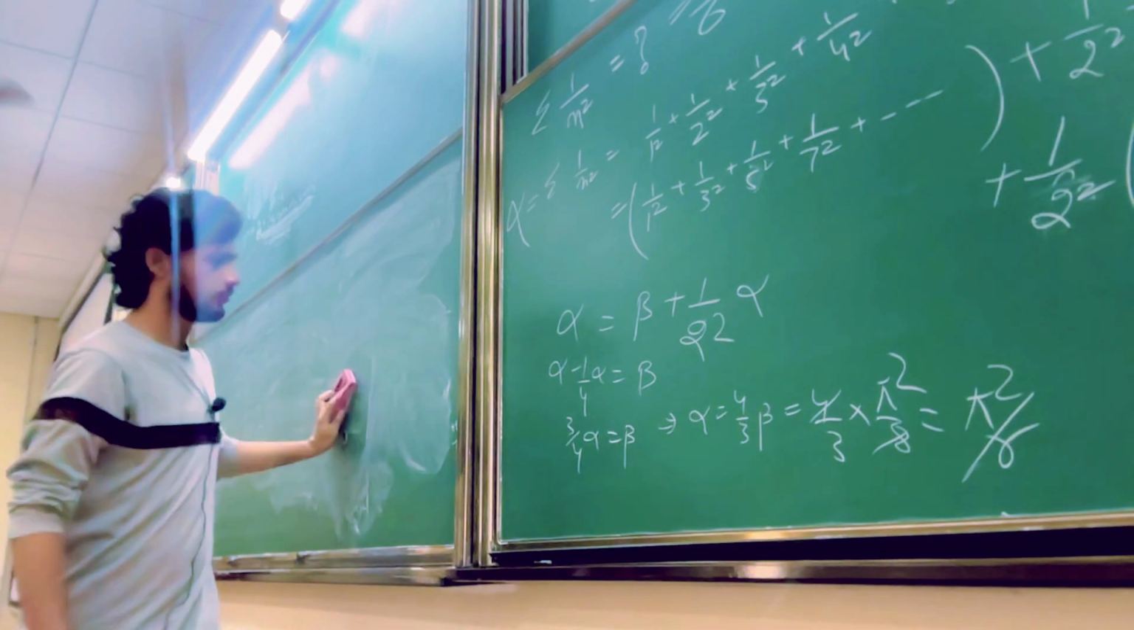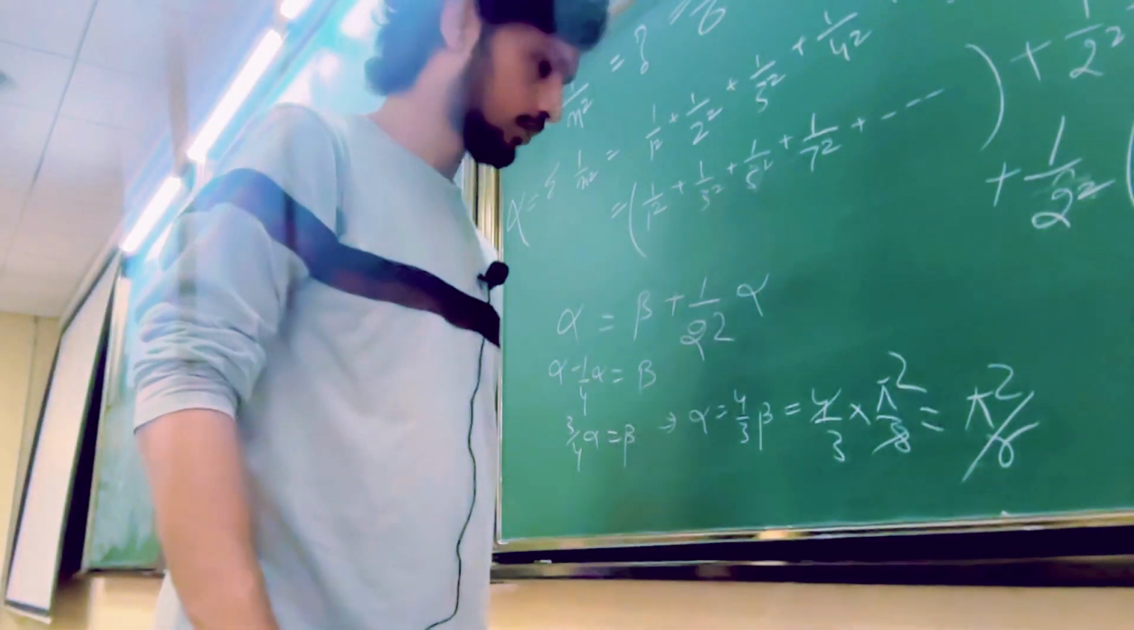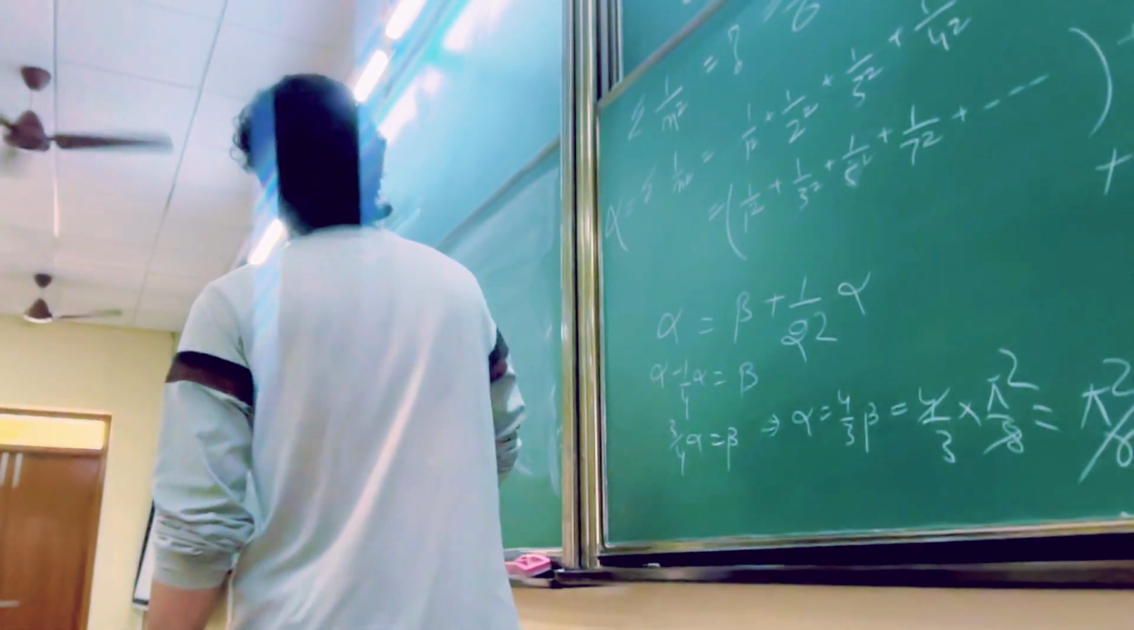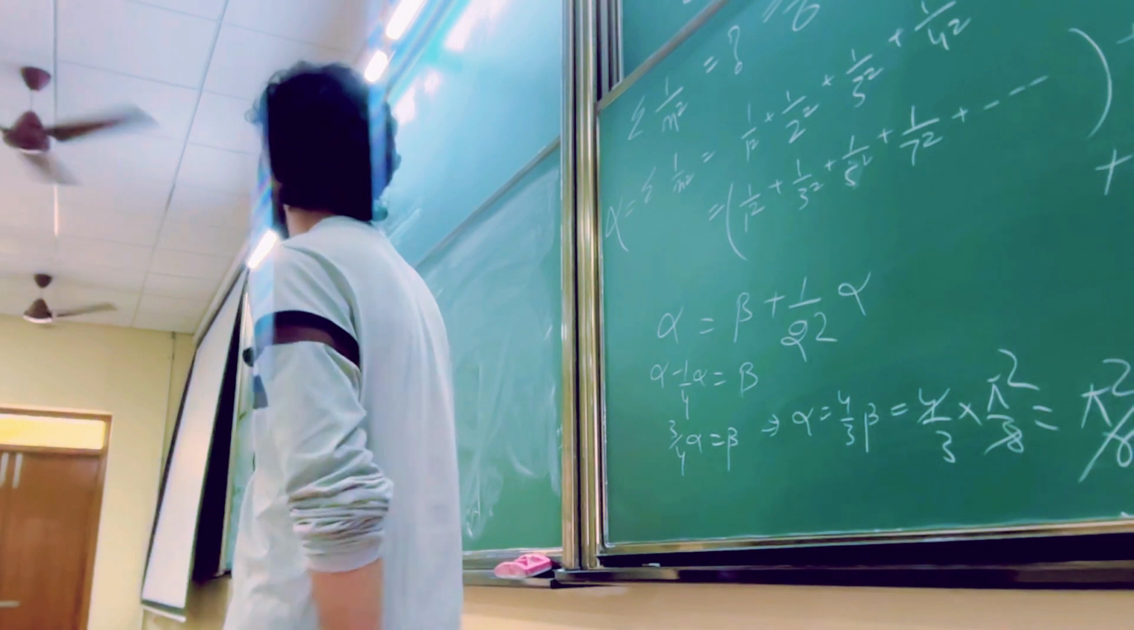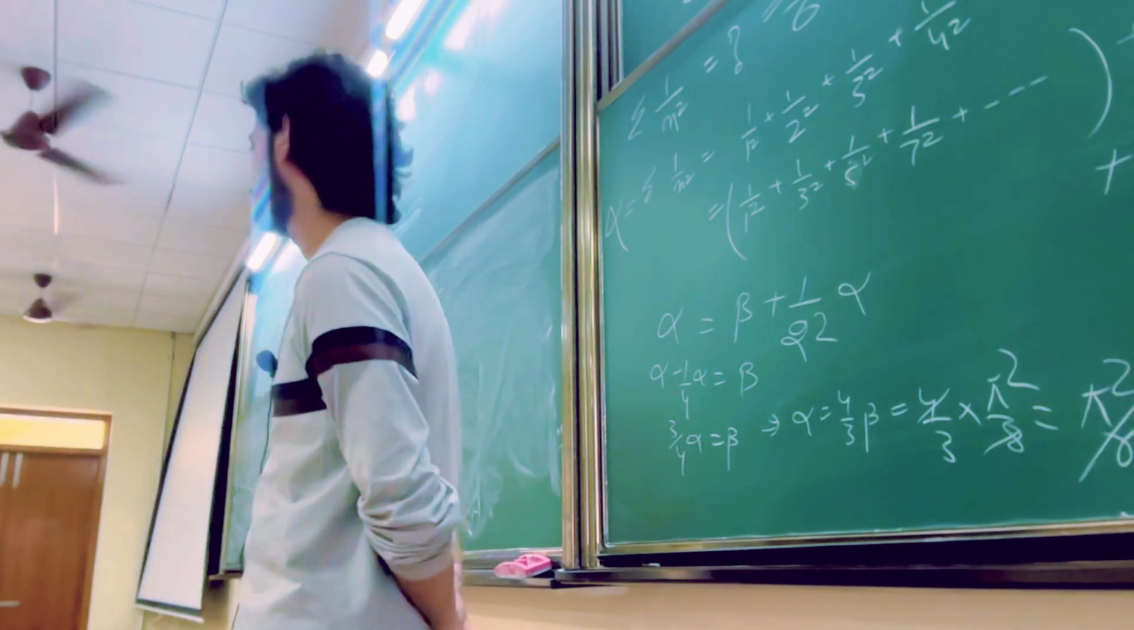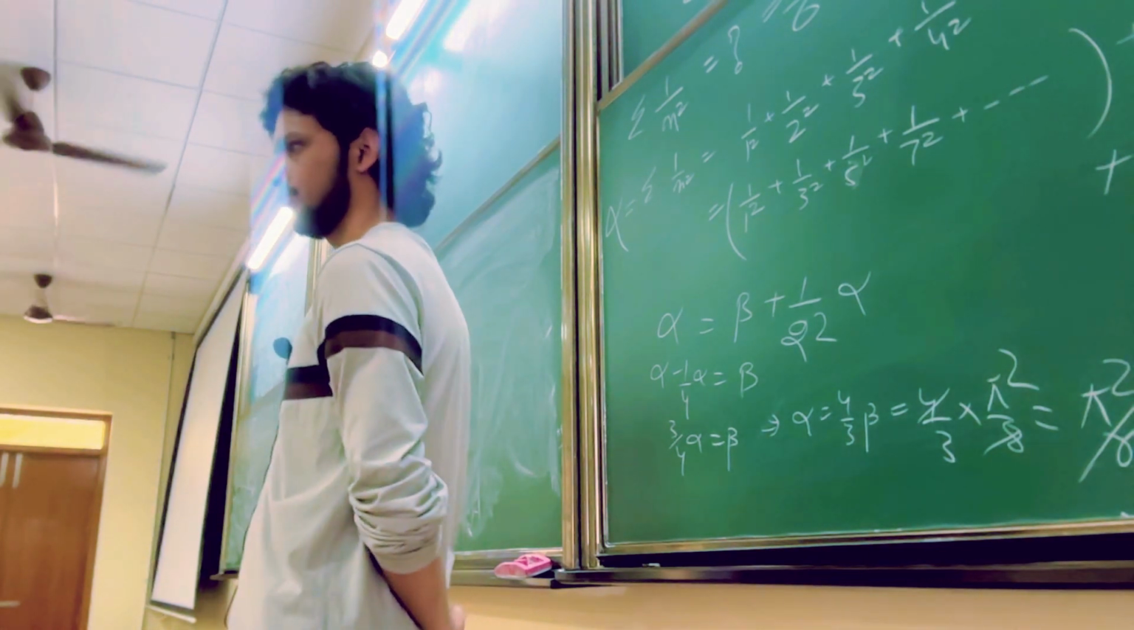Question number 7. Question number 7 is very bad. 1 by 5, 1 by 6, 1 by 7 is equal to pi by 2. Not so good question. So you have to show that this is going to be pi by 2. Any idea?